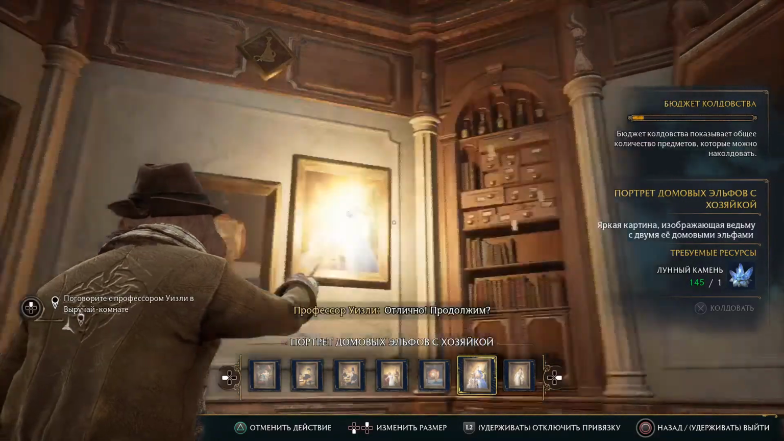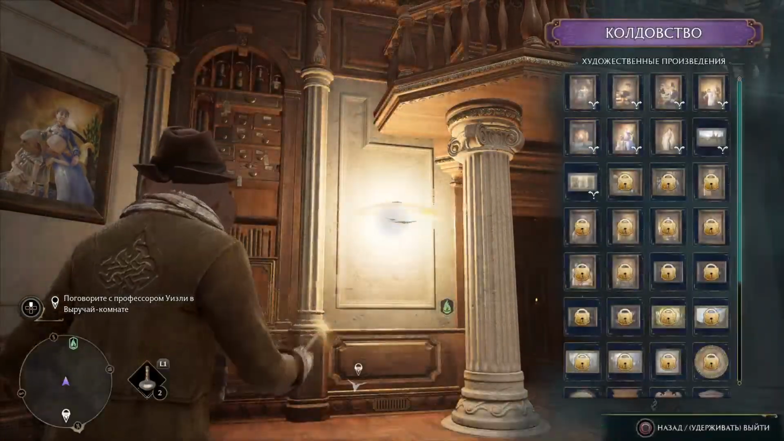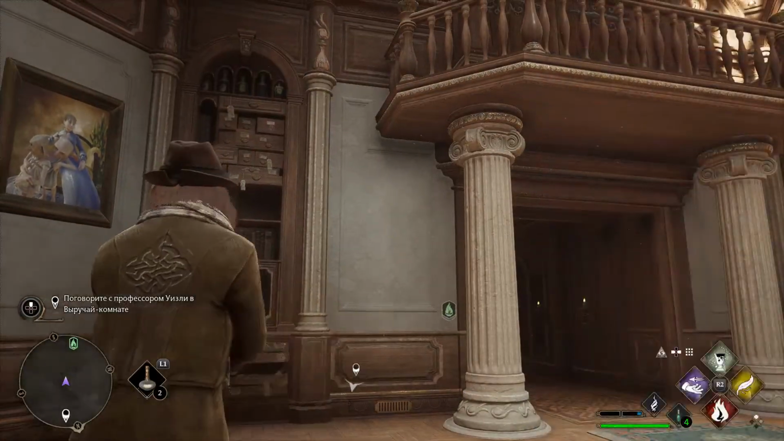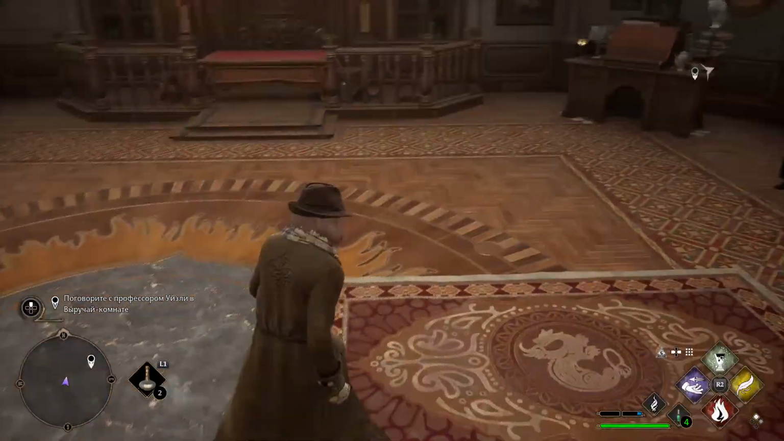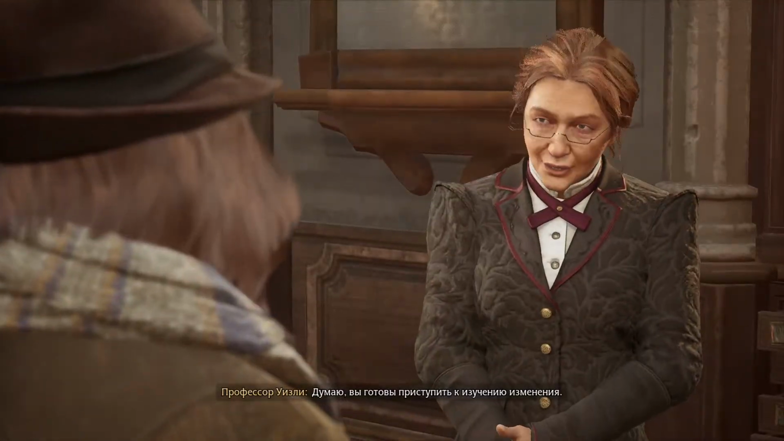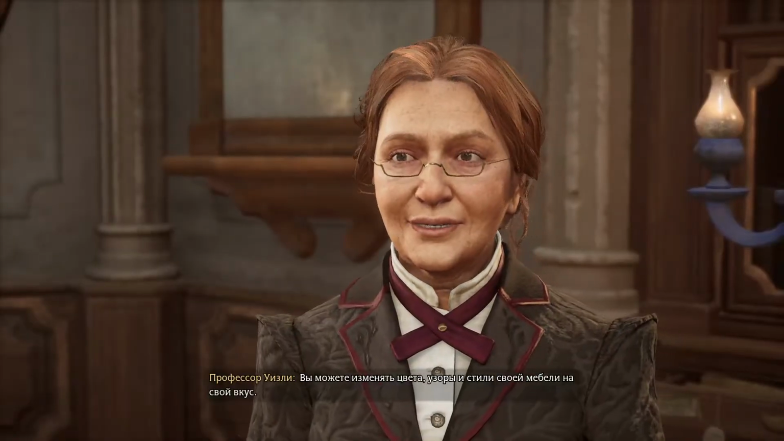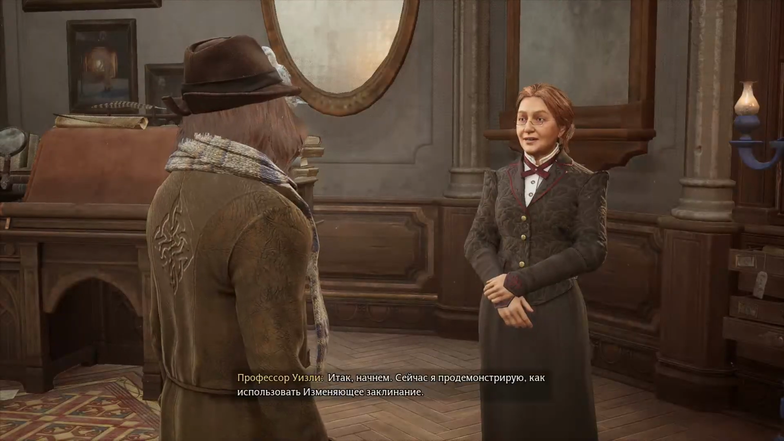Good work. Shall we move on? I've conjured everything I can. What's next? I think you're ready to... The altering spell will allow you to customize. You can change the colors, patterns. Let's get started, shall we?